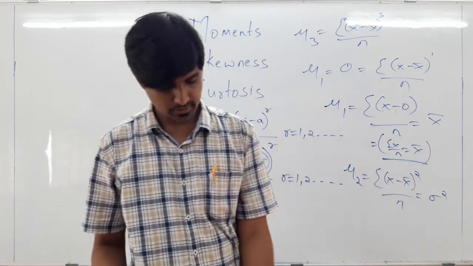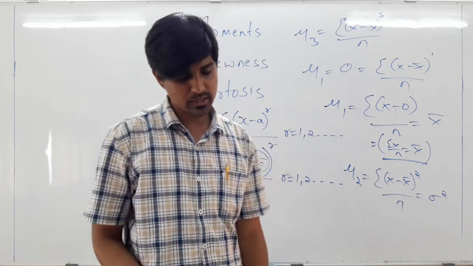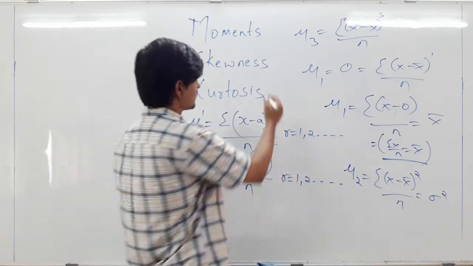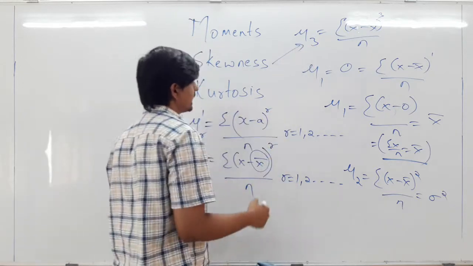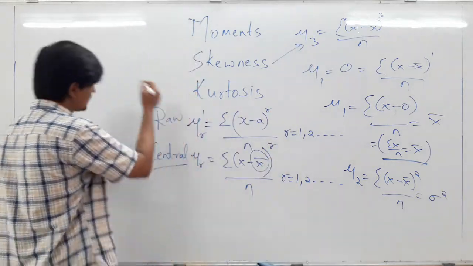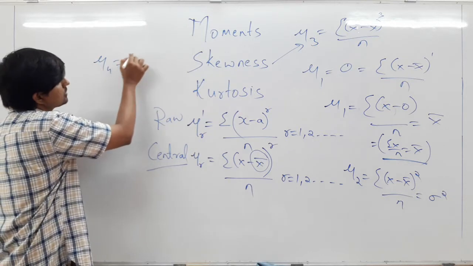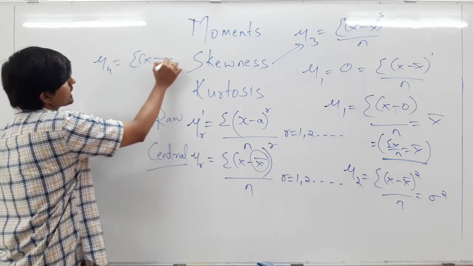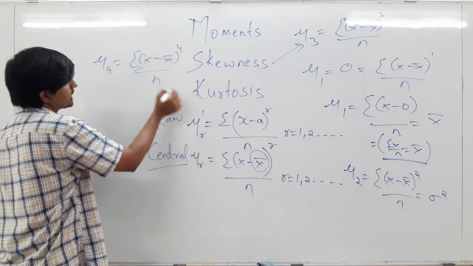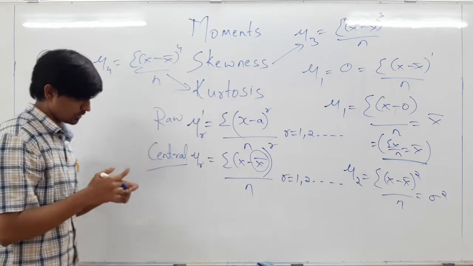Next, the fourth moment about the mean is kurtosis. The fourth moment mu 4 is equal to summation of (x minus x bar) raised to 4, divided by n, which is nothing but kurtosis.